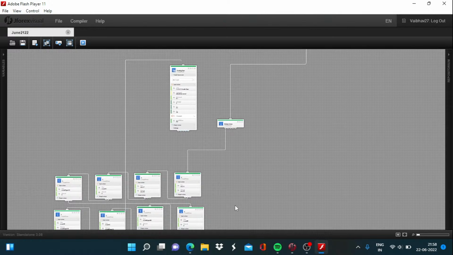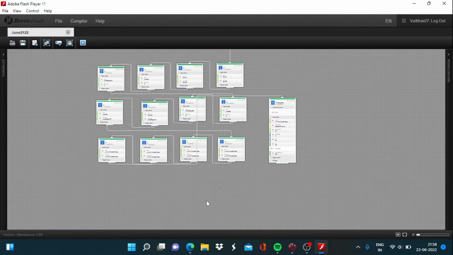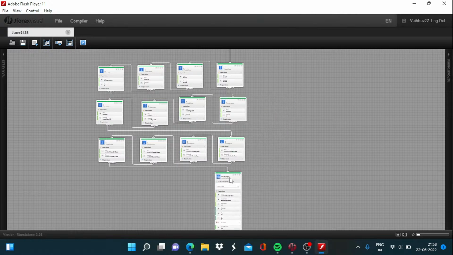So with this, our formation is complete. The buy trade requirements have been put in place for the execution. Unless these conditions get satisfied, no execution will happen.